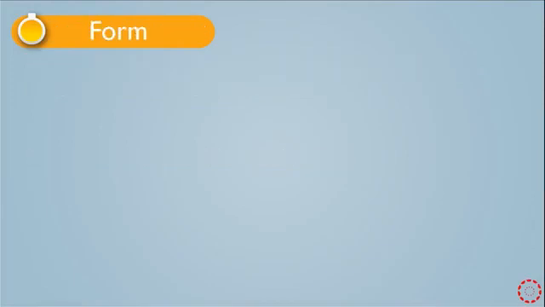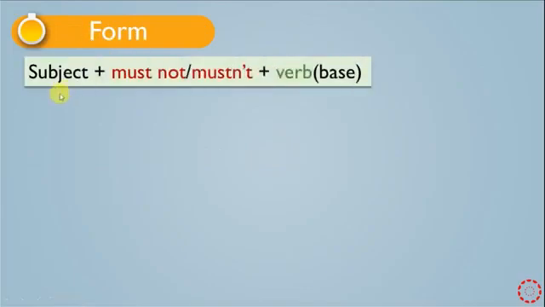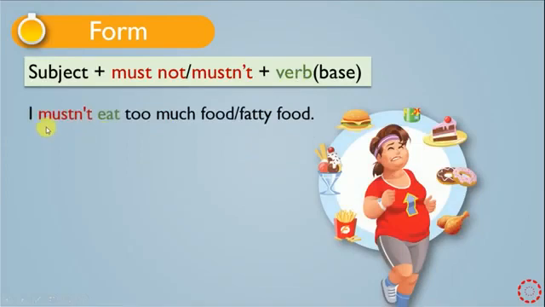And what about the structure or the form of mustn't? Look, at the beginning we have the subject, and then we have must not or mustn't, followed by a verb with the base form. We have examples. I mustn't eat too much food or fatty food. After mustn't, we use the base form of the verb, which is eat.